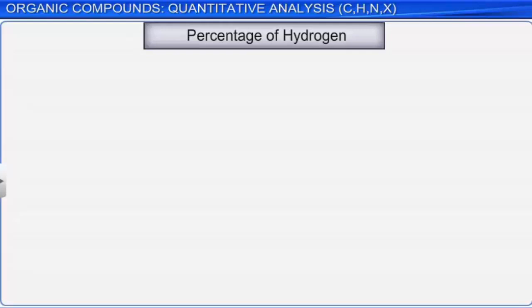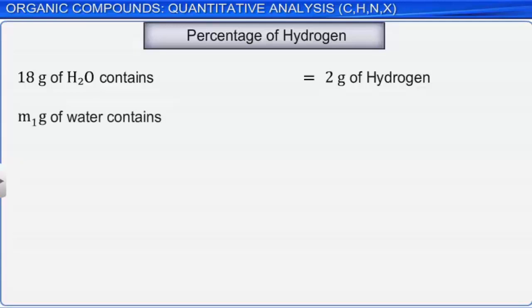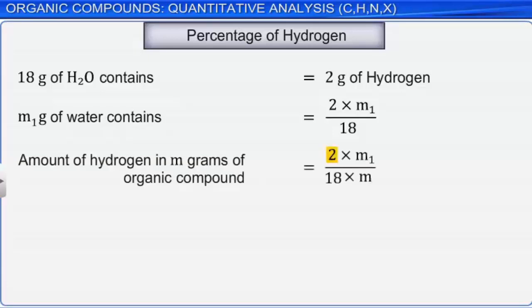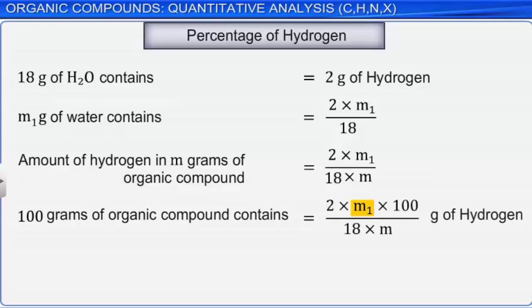The percentage of hydrogen is also calculated in a similar way. We know that 18 grams of water contains 2 grams of hydrogen. Therefore, m1 grams of water contain 2 multiplied by m1 divided by 18. Now, m grams of organic compound contain 2 multiplied by m1 divided by 18 grams. Therefore, 100 grams of organic compound would contain 2 multiplied by m1 multiplied by 100 divided by the product of 18 and m.